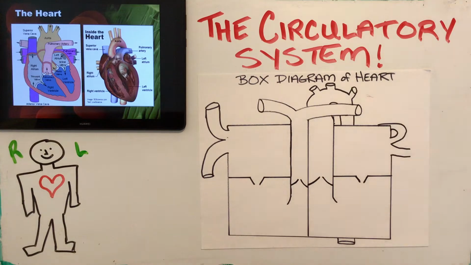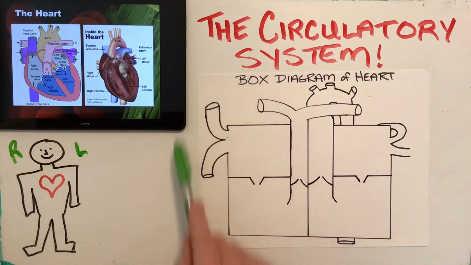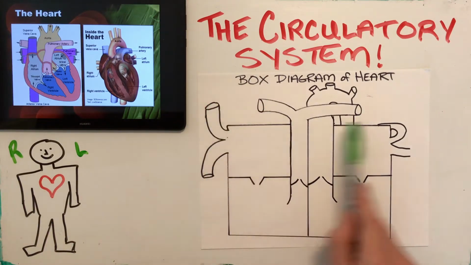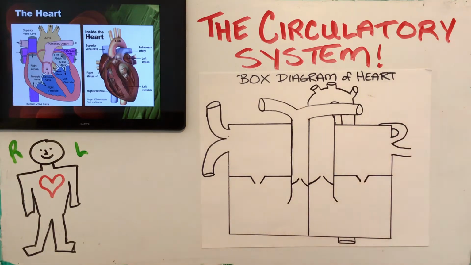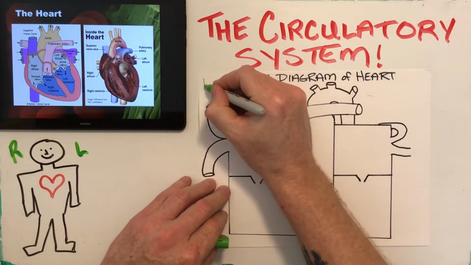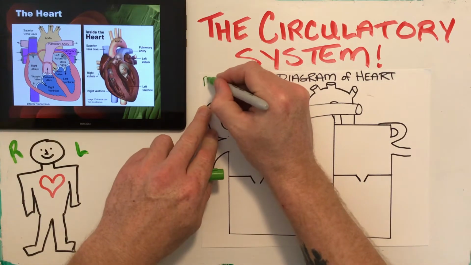So when we look at this box diagram of the heart, you're looking at it as if you're looking at the heart in your friend's chest. All right, so there's my friend. I'm looking at their heart. This is the right side over here, even though it's the left side of the diagram or page. And this is the left side of the heart, even though it's on the right side of my field of view or my page. All right, so I'm going to put that in here just as a reminder. So a little R up in the corner here.